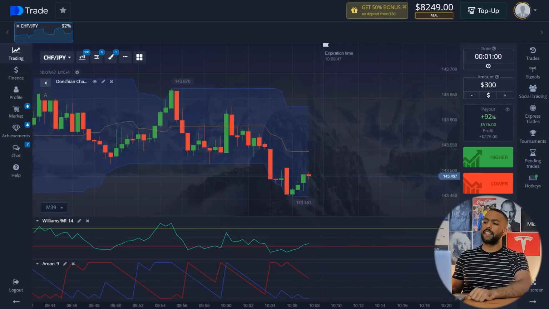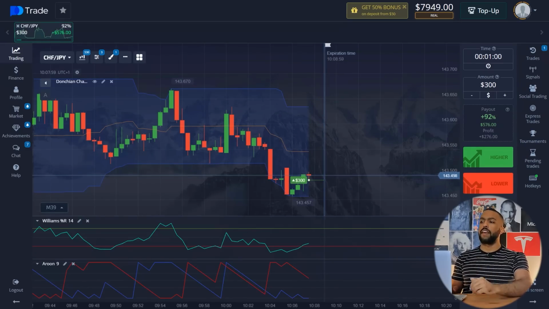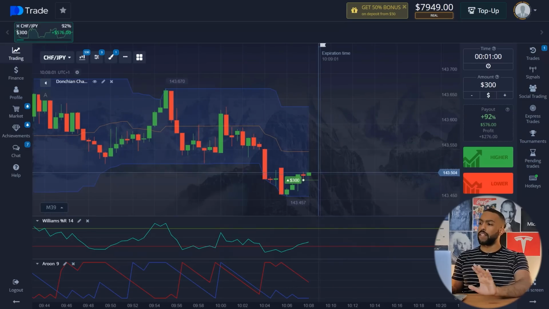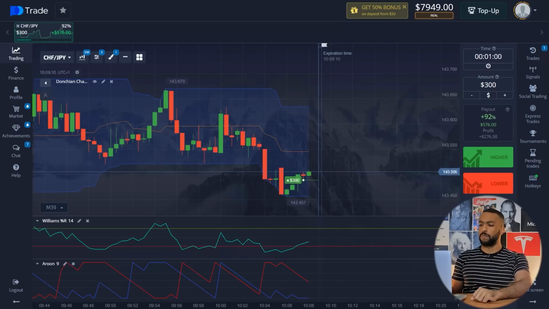And on the chart, you can see exactly what I said. After the downward impulse, a correction occurs and I make an up trade for $300 for 1 minute. Now, the line of the Williams indicator has left the oversold zone, and with a slight decrease in price, it took a horizontal position. For me, this was a signal about a possible price increase.